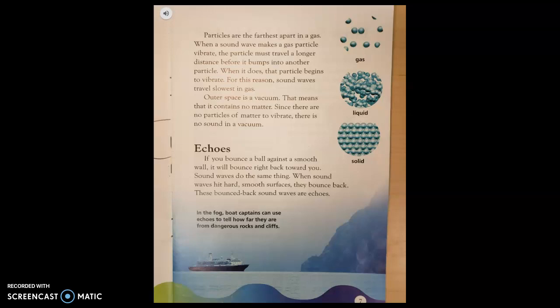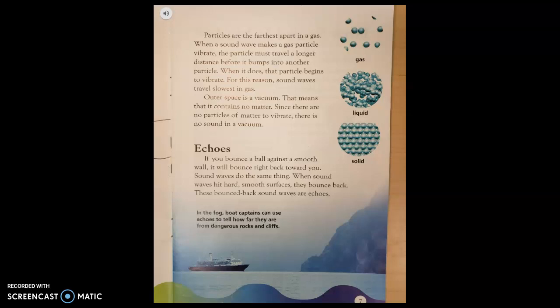Look to the right for me, please. Let's examine the diagram so you can see that particles of matter in a solid are tightly together. Then in liquid, they're a little further apart. And in gas or air, they are really spread apart.